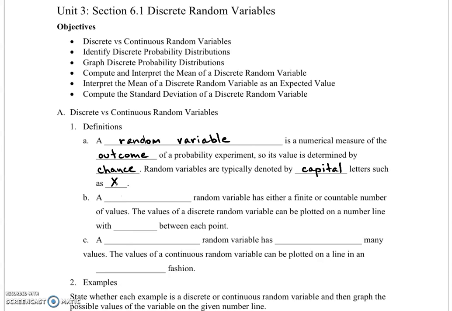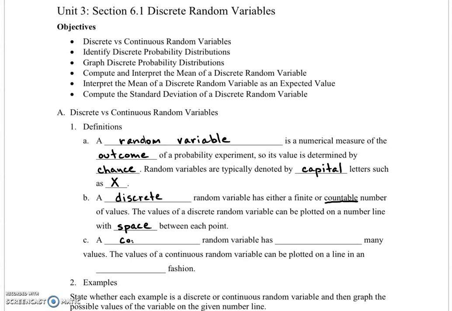So we've talked about discrete and continuous variables before. The only difference now is that we're talking specifically about what a random variable is. So a discrete random variable has either a finite or a countable number of values. Countable being the important word here. Remember, things we count are discrete. So the values of a discrete random variable can be plotted on a number line with space between each point. And we'll look at how that works here in a minute.